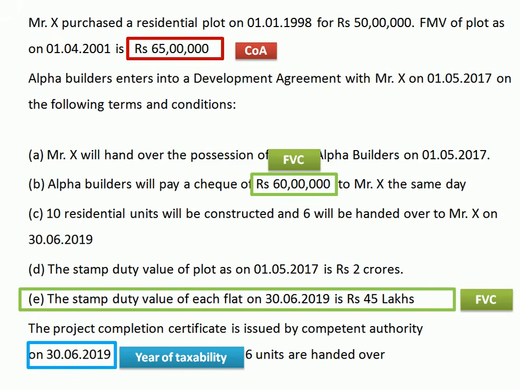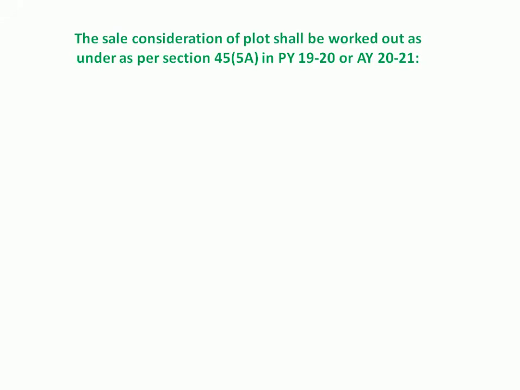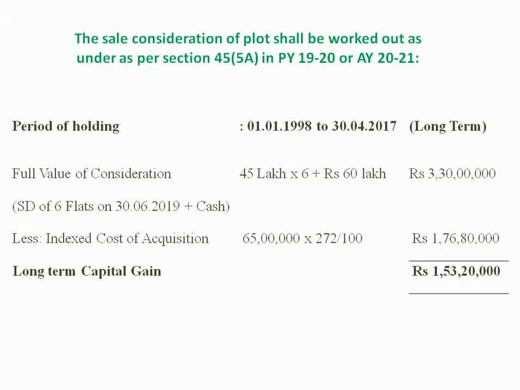Now, using this, let's compute the capital gains. The full value of consideration would be the stamp duty value on the date of issue of certificate, which would be 45 lakhs multiplied by 6 flats, plus the monetary consideration received to the extent of 60 lakhs. If you total it up, you would get 330 lakhs.